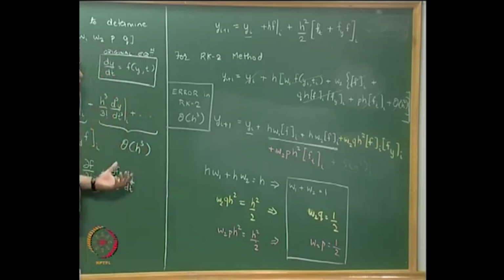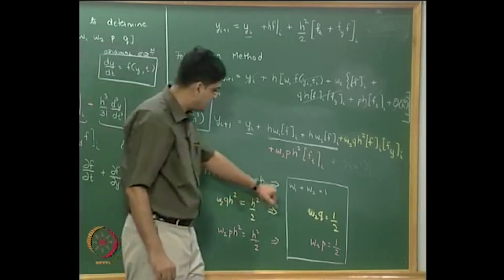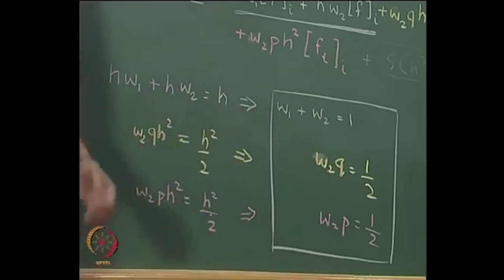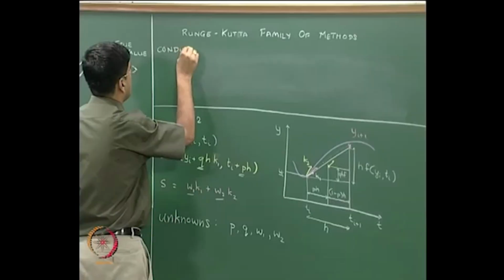Now one thing that you will notice in RK2 is that we have 4 unknowns W1, W2, P and Q, but we only have 3 equations. What that means is that we are now free to choose any one of the parameters according to our choice, and based on that particular choice we will have various different RK2 methods. Okay. So let us now go back to our geometric interpretation and see the various different RK2 methods that we are going to get. Okay.